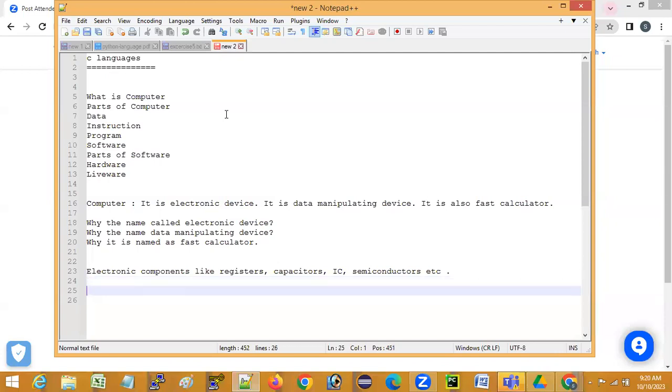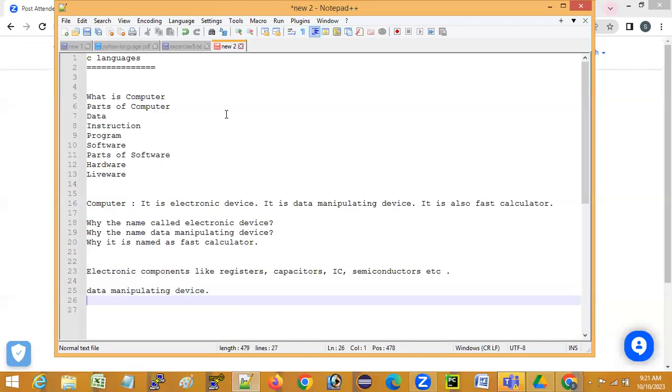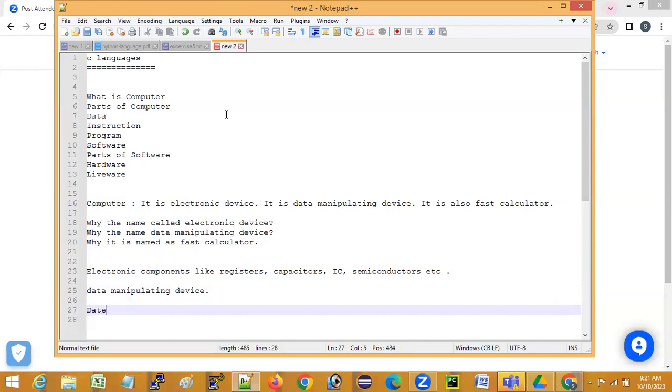Now, the second one is why it is called a data manipulating device. When the sentence comes, data manipulating device, first we have to make it clear to ourselves what is meant by data.